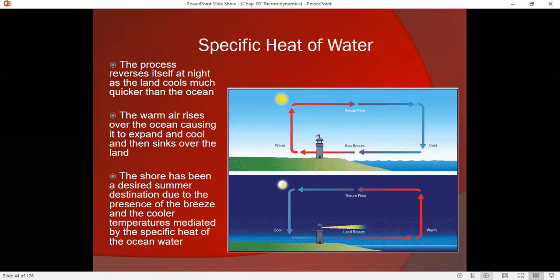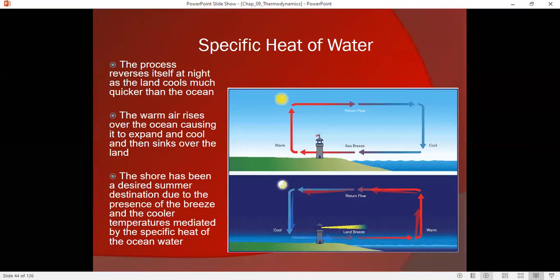Now, during the nighttime, we still get a sea breeze, but it actually reverses. Once again, the ocean having a large specific heat will give off a lot of the heat that is accumulated during the day. It'll rise in the atmosphere due to convection. It'll go inland, and then it will sink as it cools and then be drawn back out to the ocean.